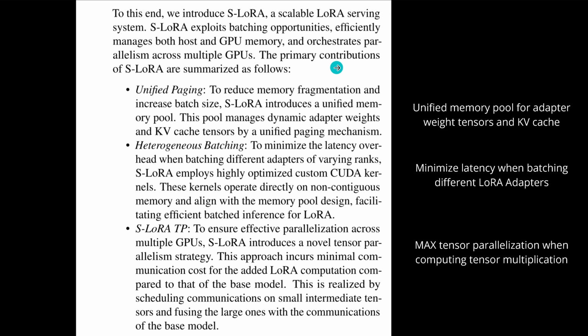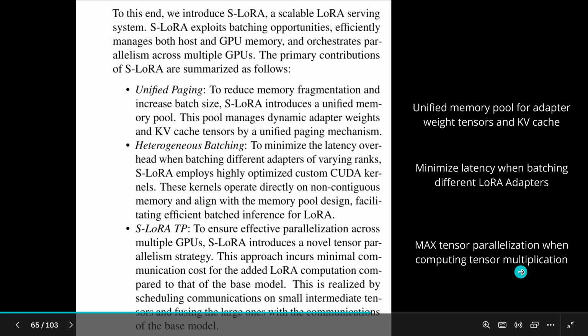What they did, they optimized their computational performance, and they did it in 3 different ways. This is from the original Stanford publication. So what they did, they have now a unified memory pool for adapter weight tensors and key value cache tensors. They minimized the latency when batching those different LoRA adapters, and they developed a new maximum tuned tensor parallelization methodology when computing the tensor multiplication between different LoRA adapters.